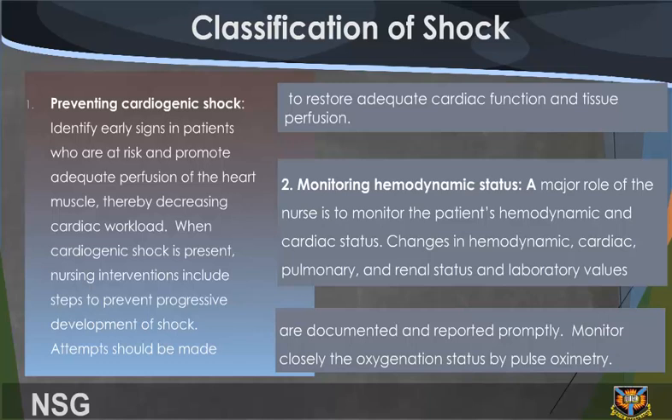2. Monitoring hemodynamic status. A major role of the nurse is to monitor the patient's hemodynamic and cardiac status. Changes in hemodynamic, cardiac, pulmonary, and renal status and laboratory values are documented and reported promptly. Monitor closely the oxygenation status by pulse oximetry.